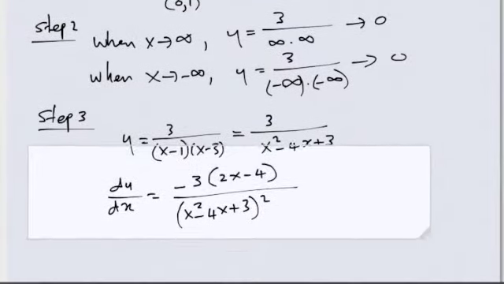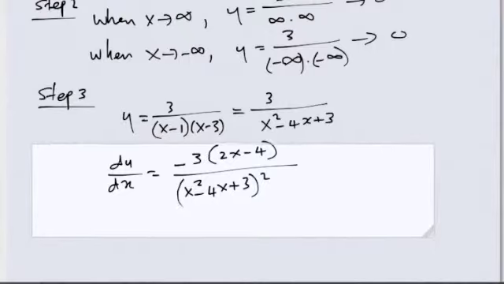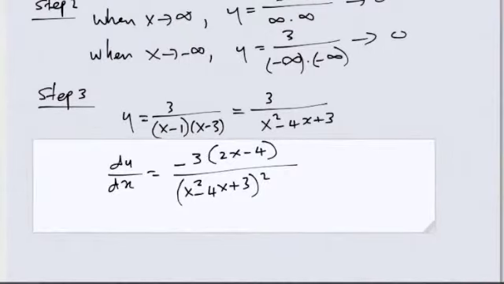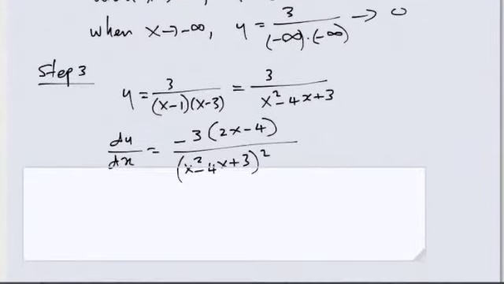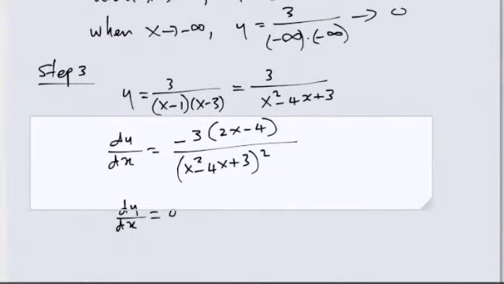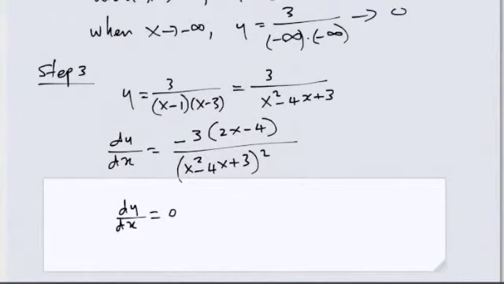So when the derivative becomes 0, so when dy/dx equal to 0, if we set dy/dx equal to 0, we have the numerator equal to 0. So you get 2x minus 4 equal to 0, which implies x must be 2. So at x equal to 2, we have a stationary point.